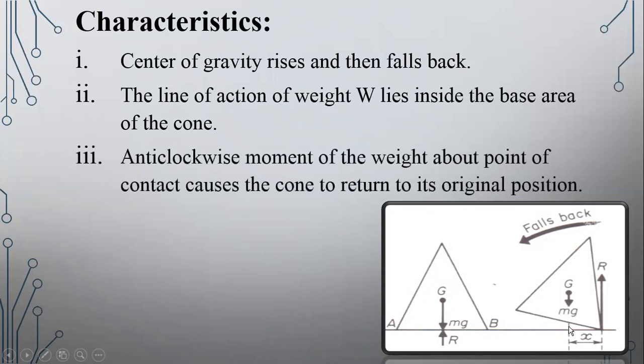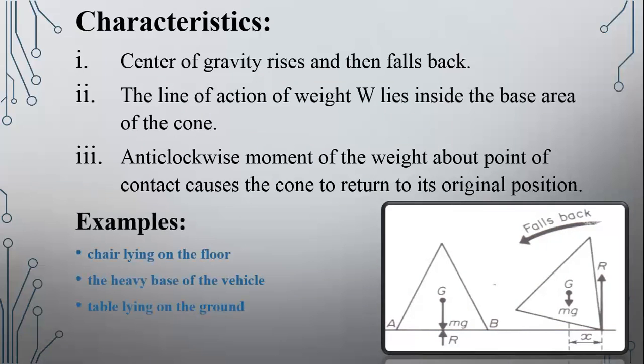And third one, which is very important point, is since line of action of weight is lying inside the base area, it helps to produce an anti-clockwise moment in this paper cone about this point of contact. This is the point of contact. So this line of action of weight can rotate because this perpendicular distance is also present, represented by x, which is called moment arm. So this line of action of weight will produce anti-clockwise moment and this paper cone will come back to its previous position.